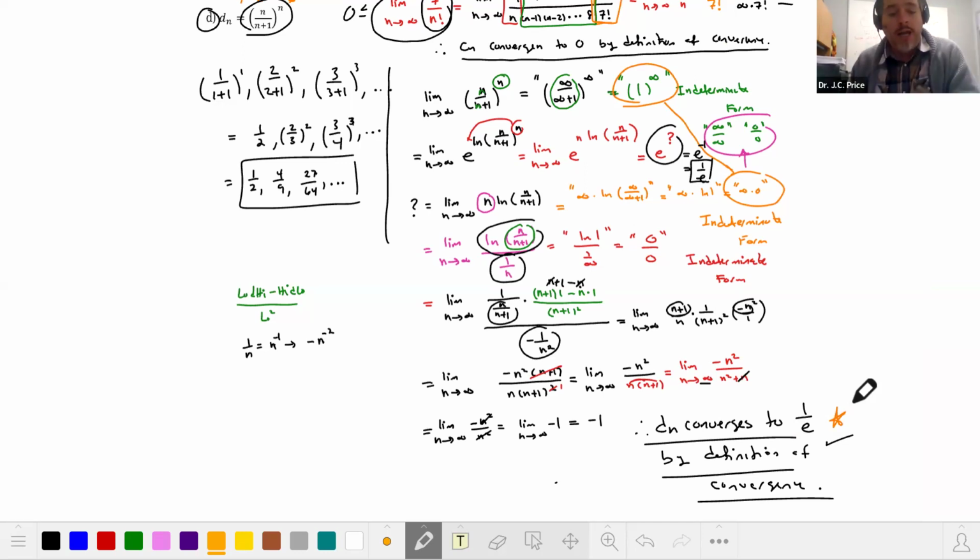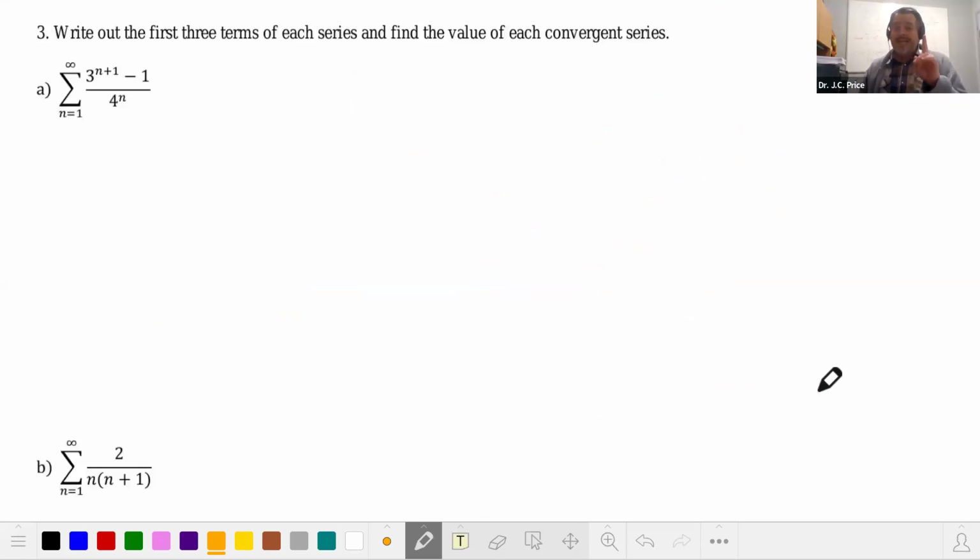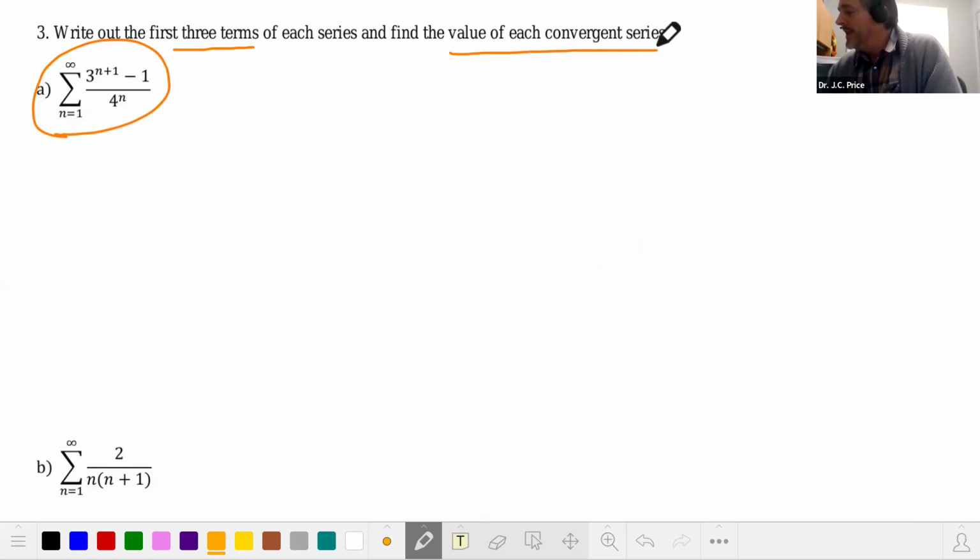Now we're going to move on to series. So series, remember, is a little bit different. It's not a list of things, it's a sum of things. And so what we like to do is write it in this closed form using that big sigma, which is actually a letter S, Greek letter S. But we're just going to practice here by writing out the first three terms so we understand what that notation means. And then we'll find the value of each convergent series.